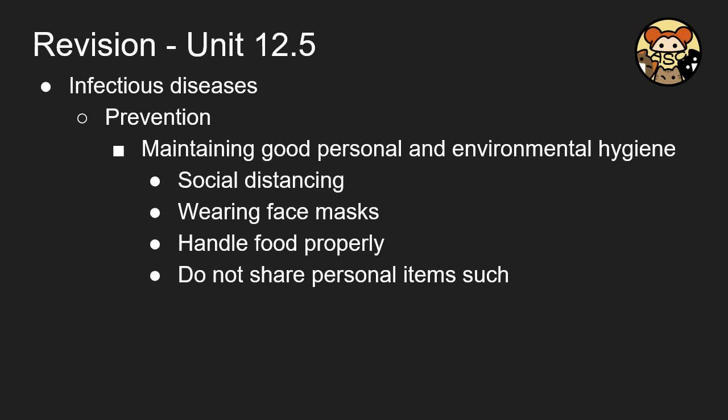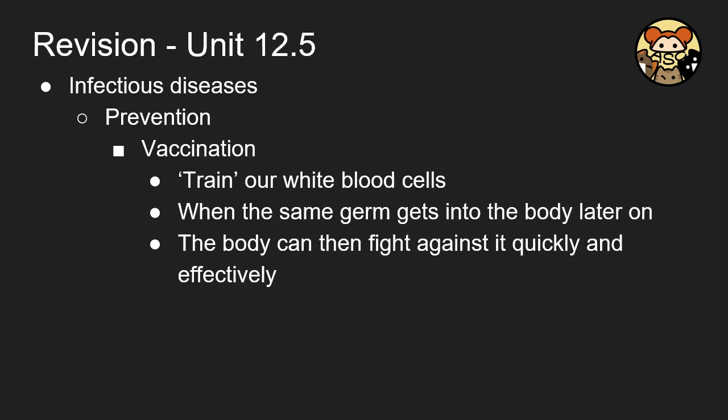In order to prevent infectious disease, we have to maintain good personal and environmental hygiene. Like social distancing can prevent COVID-19, wearing face masks can also prevent COVID-19, handling food properly can prevent cholera, while not sharing personal items will prevent other infectious diseases. And also, in order to prevent infectious disease, we can use vaccinations. Vaccinations will train our white blood cells, so when the same germ comes to the body later on, the body can fight against it quickly and effectively.